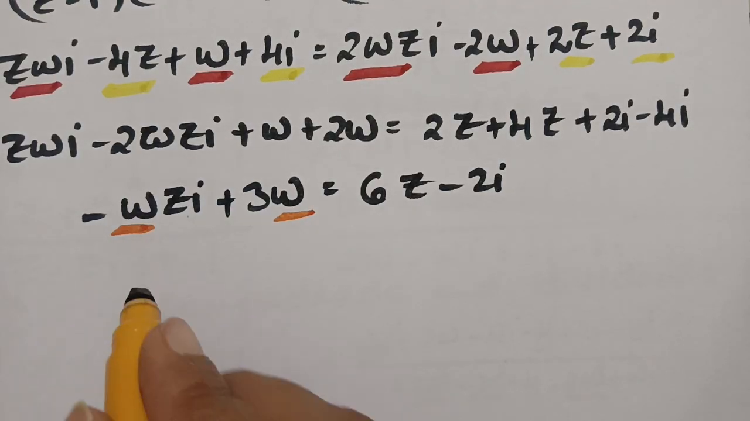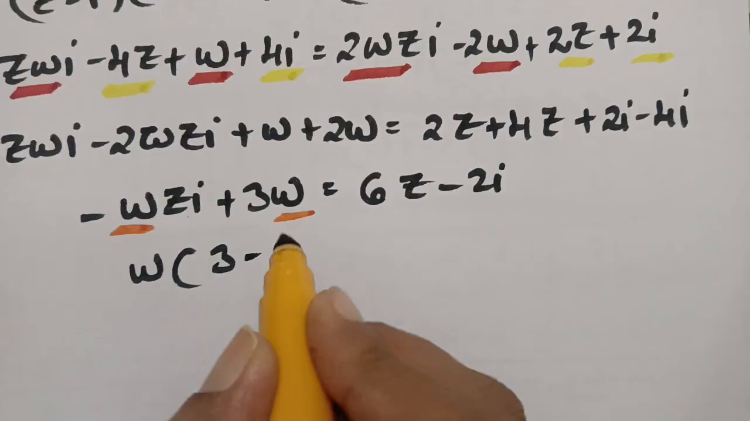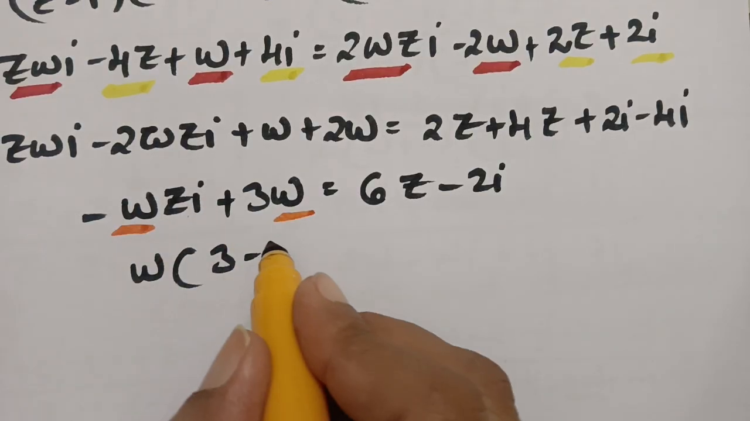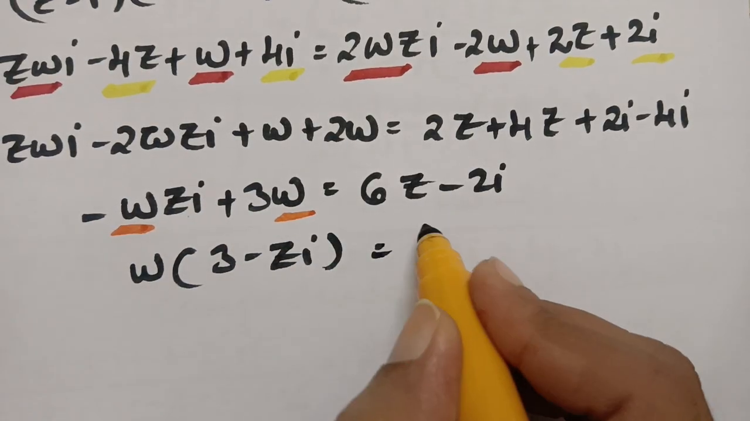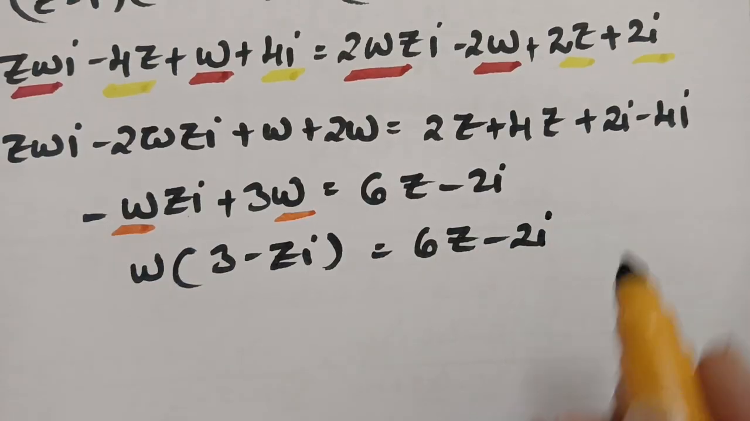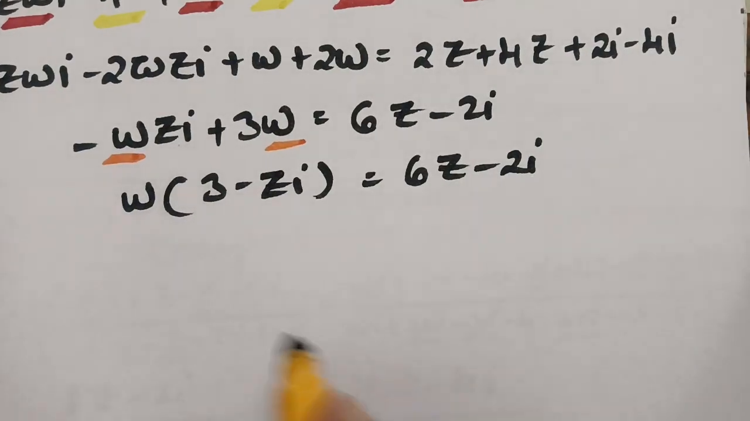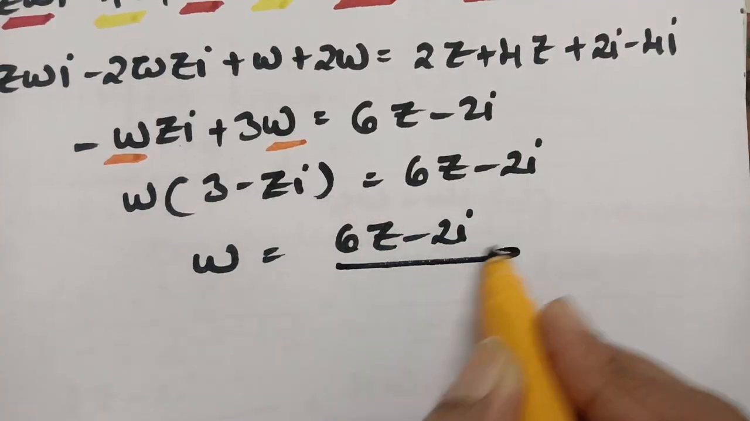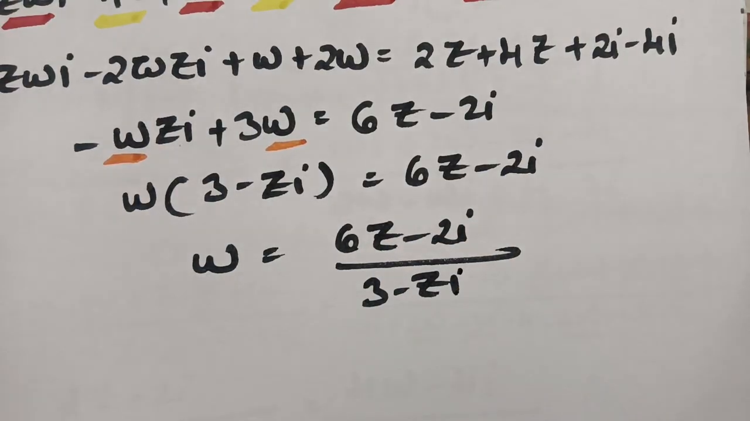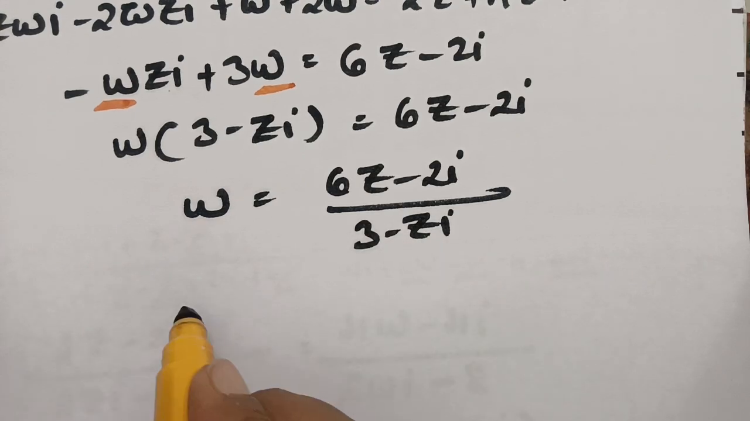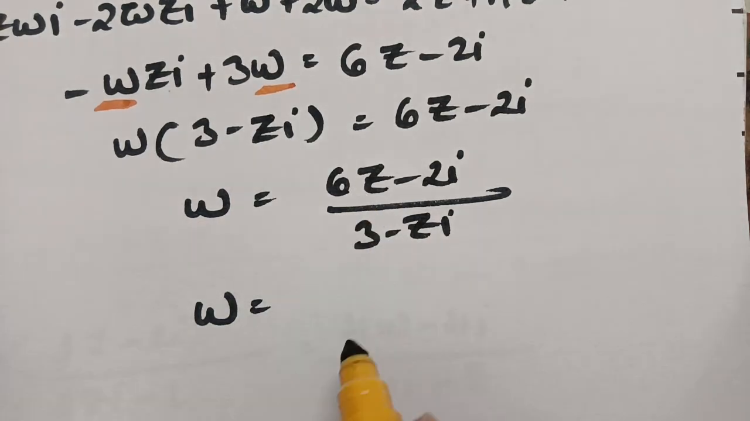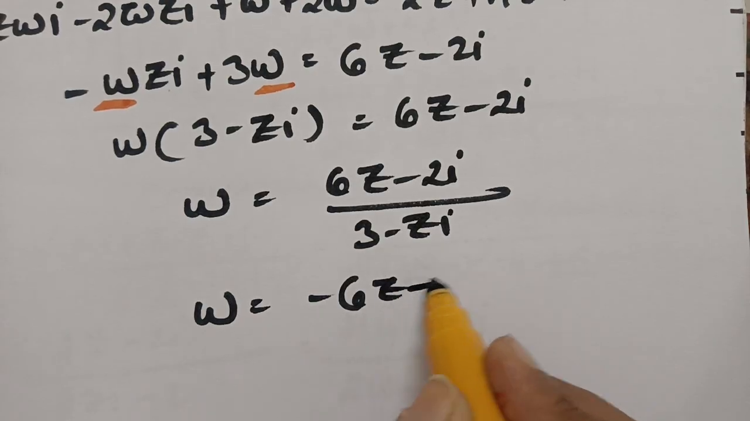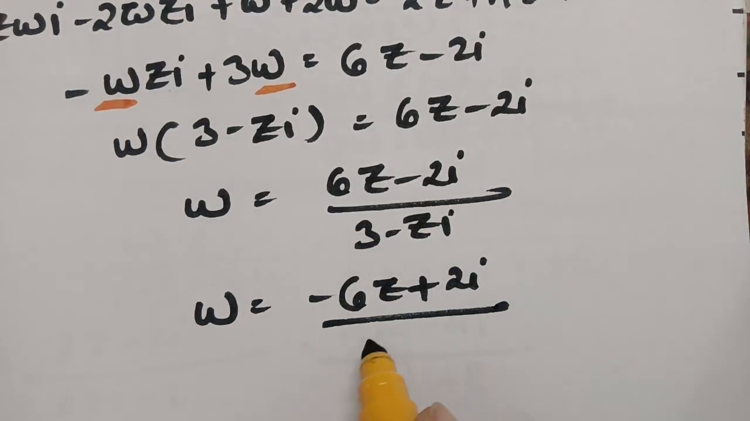And now if I take this w common, as I need the w value, this will be 3 minus zi, which is equal to 6z minus 2i. So here, see, w value is equal to 6z minus 2i by 3 minus zi. So if I take minus common and send it to the numerator, this will be minus 6z plus 2i by zi minus 3.